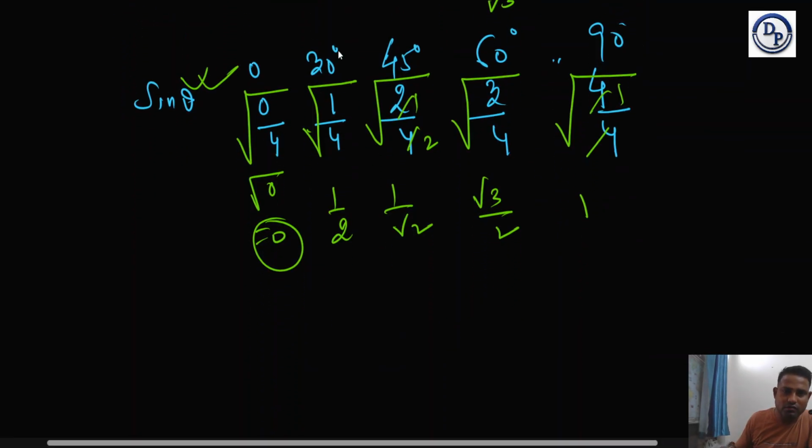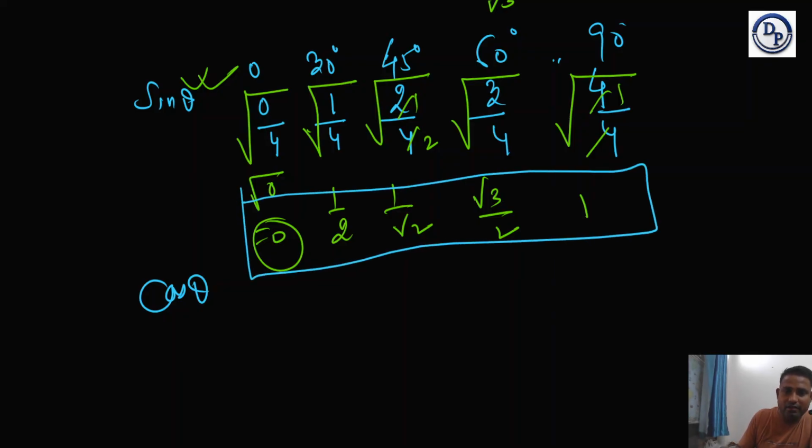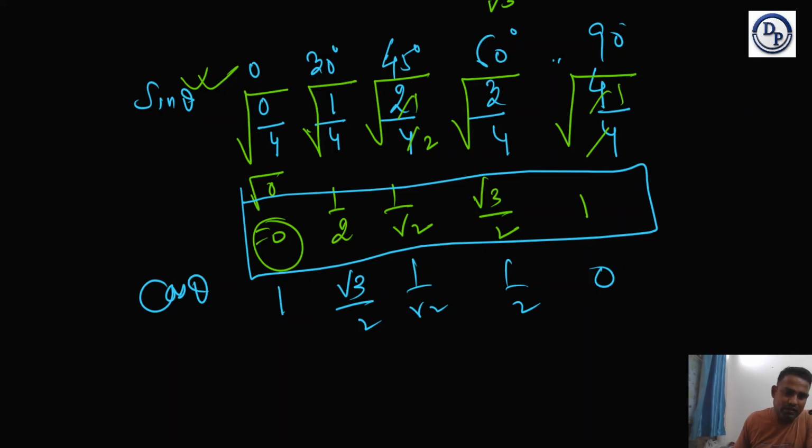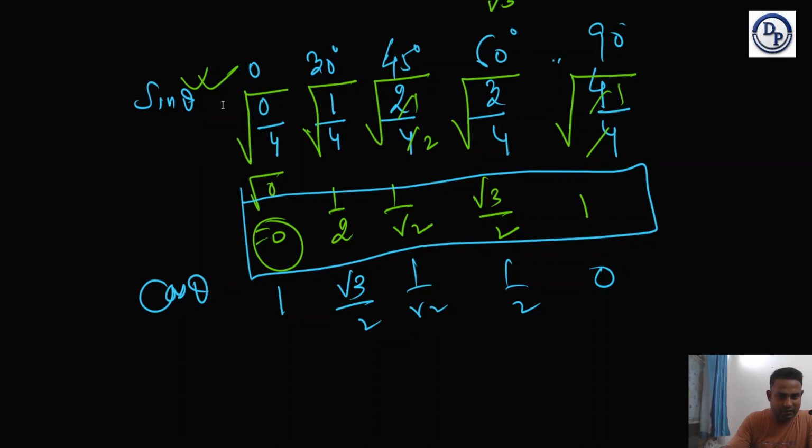We know how we can get cos theta. Again, cos theta can be obtained by simply taking this complete row and turning it around like this: 1, root 3 by 2, 1 by root 2, 1 by 2, and 0. Okay, this is how we can learn these values. And tan theta we can easily get by dividing sin theta by cos theta. After that, only reciprocal things are left. That is, for cosec theta we reciprocate sin theta, for sec theta we reciprocate cos theta, and for cot theta we reciprocate tan theta respectively, and we get the values of these ratios.